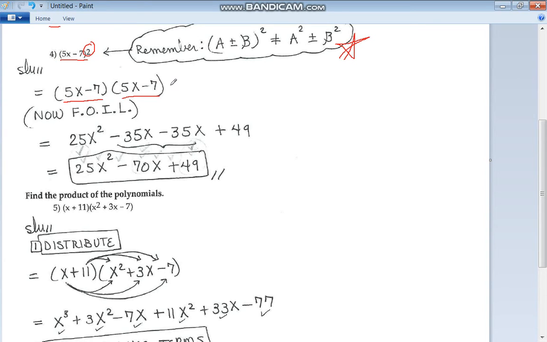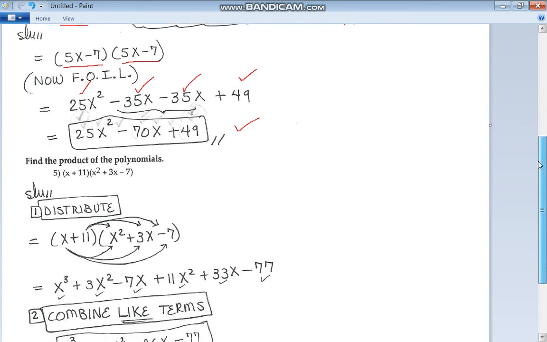Now you have to FOIL. First times first, outer times outer, inner times inner, last times last, and then you combine any like terms in the middle, and our final answer is 25x squared minus 70x plus 49.